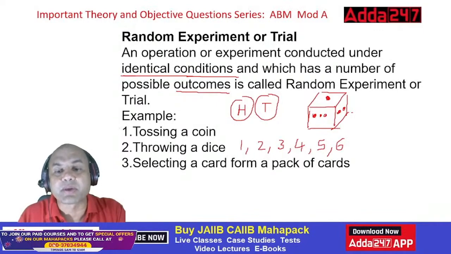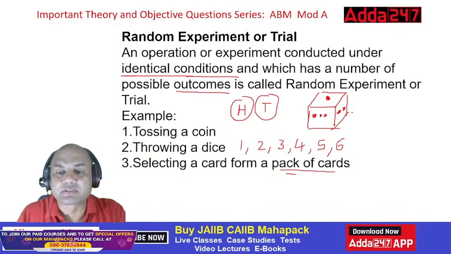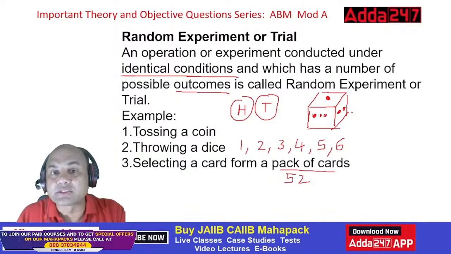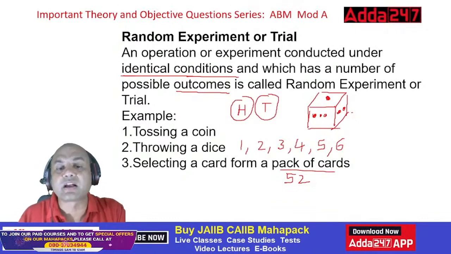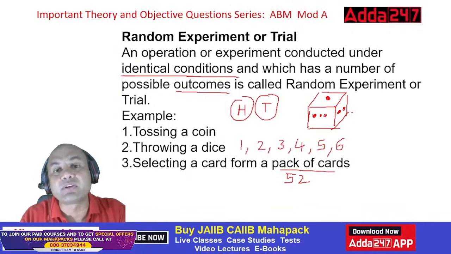Selecting a card from the pack of cards, what does it mean? Again, look at this. From a pack of cards, how many cards are there? There are 52 cards, okay? We don't consider the joker, right? So selecting a card means I can select any card. If I select any card, it can be any one of those 52.